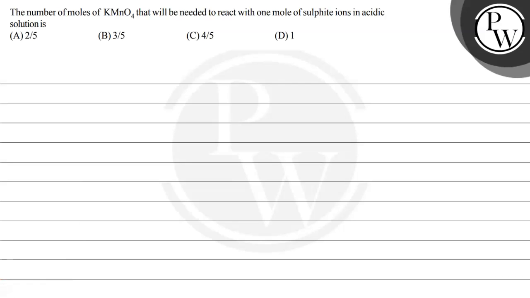So the question says, the number of moles of KMnO4 that will be needed to react with 1 mole of sulfite ions in acidic solution is, and we have 4 options over here. So here, in order to solve this question, the key concept is the concept of chemical equivalence. Alright, so यहाँ पर given है KMnO4 reaction with sulfite ions.